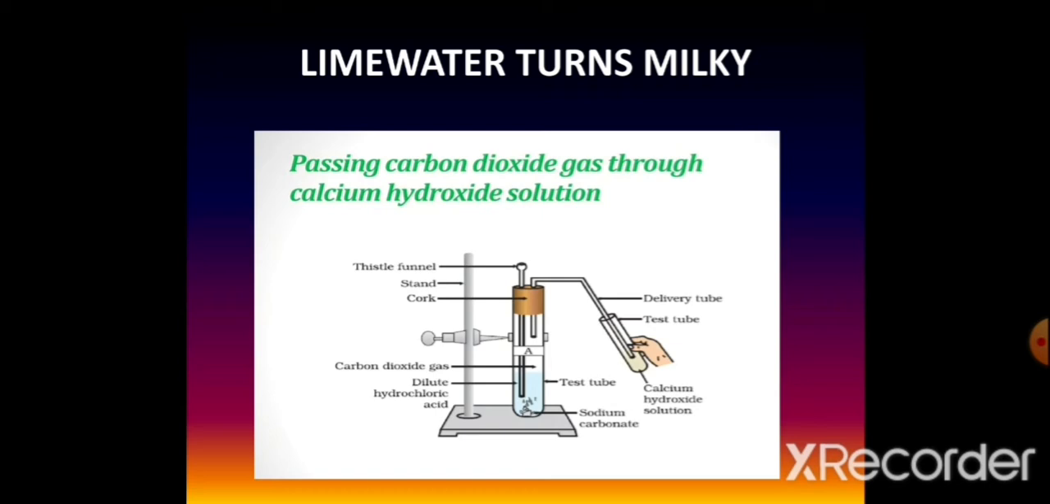In it, hydrochloric acid is taken and sodium bicarbonate is poured, and it prepares the CO2 gas. That gas is passed through the delivery tube into the lime water. Lime water turns milky. Here, to pour acid, a thistle funnel is also arranged.